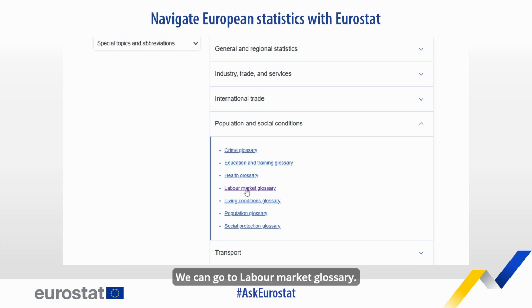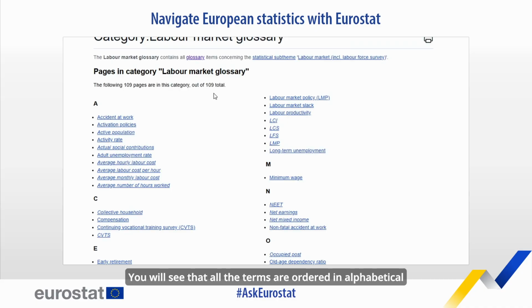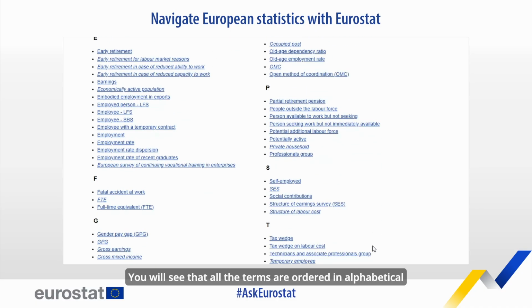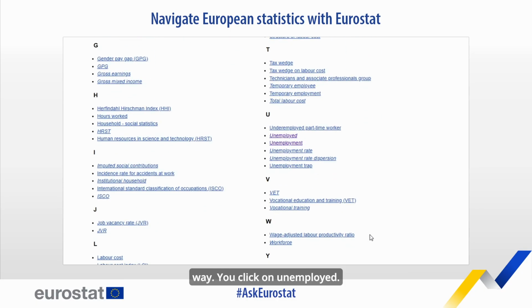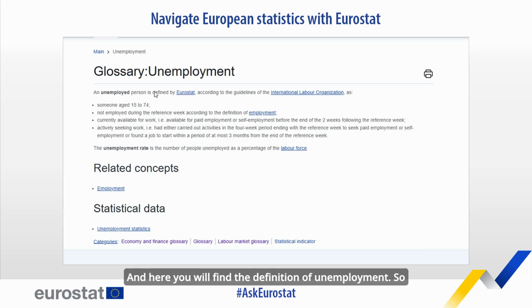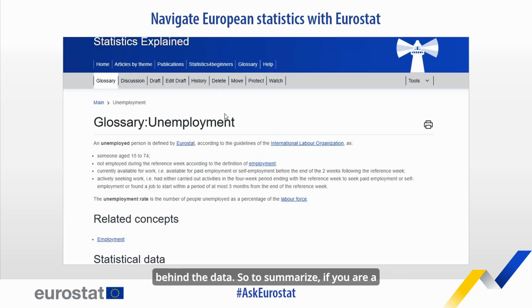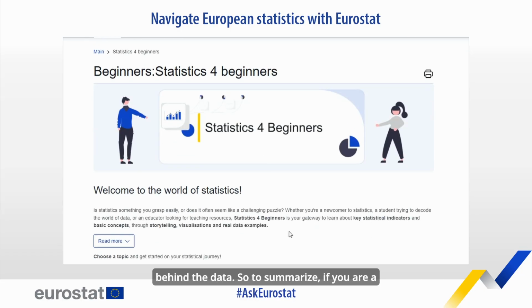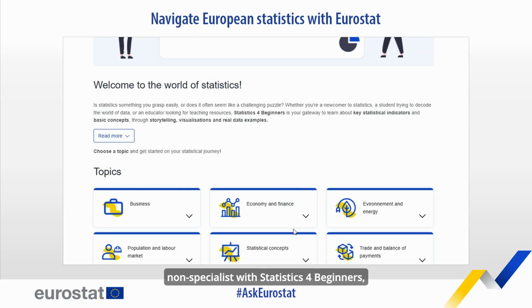We can go to the labor market glossary. You will see that all the terms are ordered in alphabetical order. You click on unemployed. And here you will find the definition of unemployment, so you can see what is the concept behind the data. So to summarize, if you are a non-specialist or a beginner with statistics, you can easily get familiar with the concepts and the definitions which are relevant for you to understand the statistics correctly.